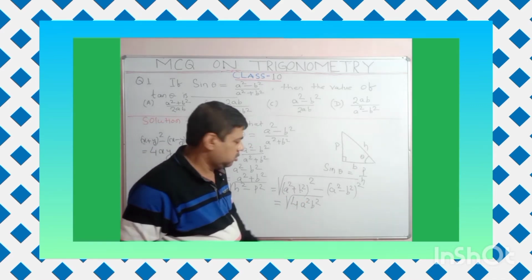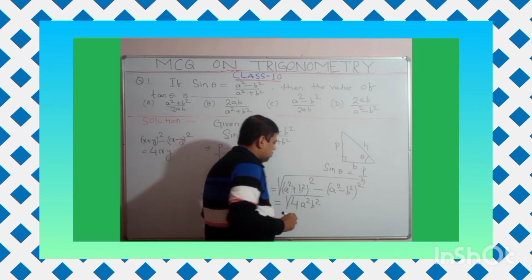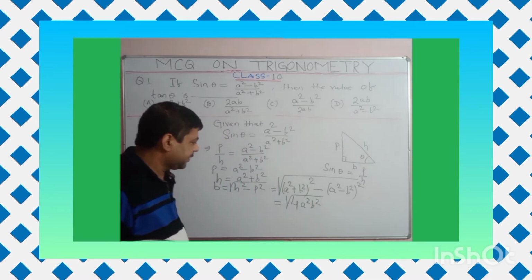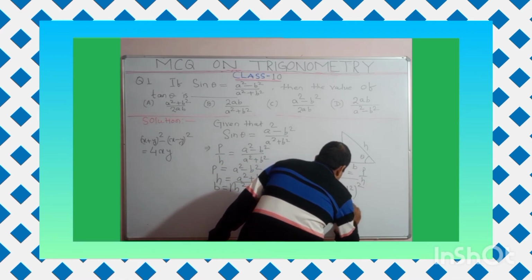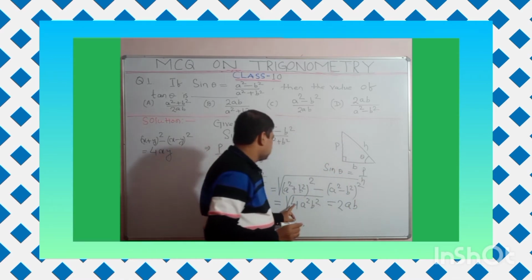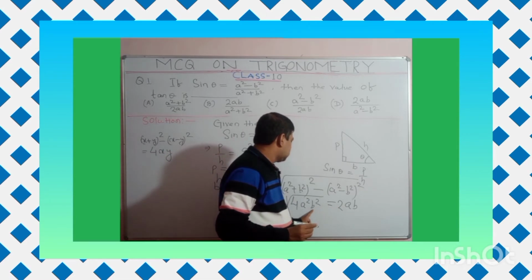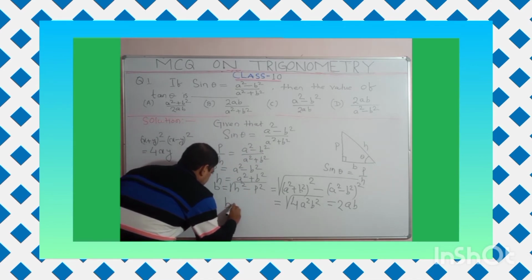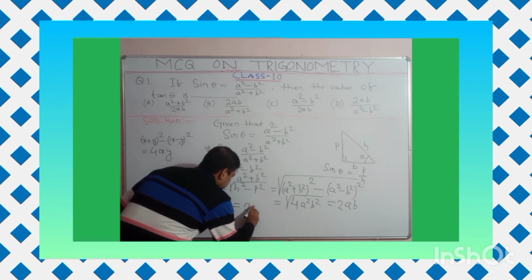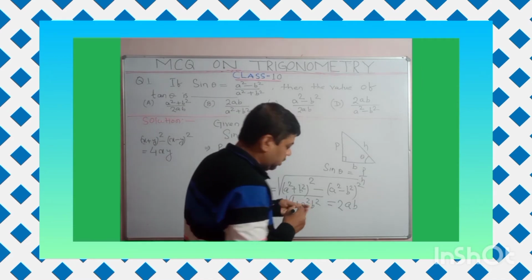So square root of 4 a square b square. What is the value? It is 2ab. The square root of 4 is 2, the square root of a square is a, and the square root of b square is b, so 2ab. So you got the base, the third side, as 2ab. Is it clear? So we got the third side as 2ab.